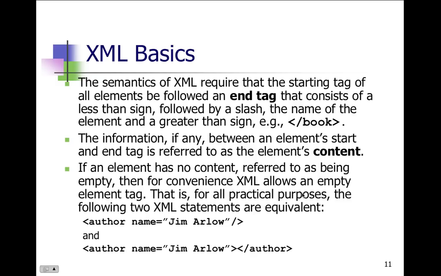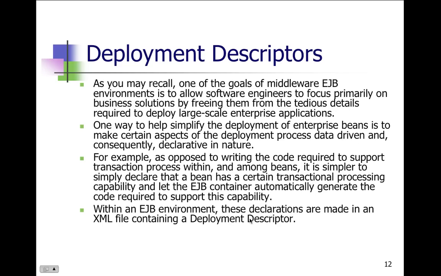So for all practical purposes, the following two statements are equivalent because, as I mentioned before, we can put everything all on one line. We don't have to actually make it non-empty. And if it's empty, we don't actually have to put anything at the end either. It's just empty. So, in terms of the deployment descriptors, which is why I'm bringing up XML as a concept, one of the goals of the middleware enterprise Java Bean environments is to allow software engineers to focus primarily on the business solutions and not on the programming aspects, and freeing them from the tedious details required from large-scale enterprise applications. You're building bitsy little pieces of components.